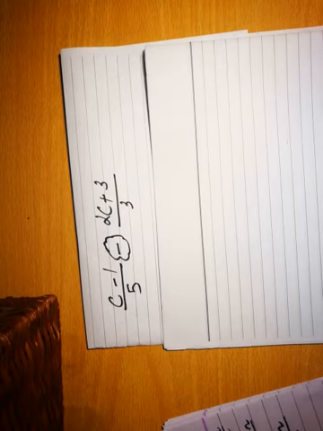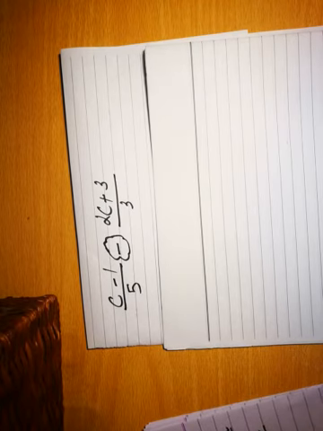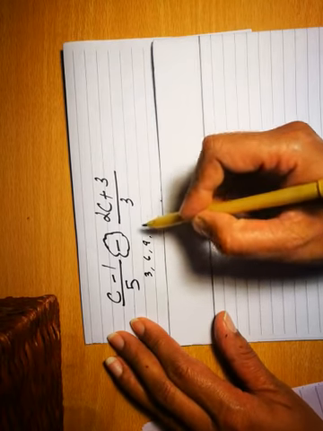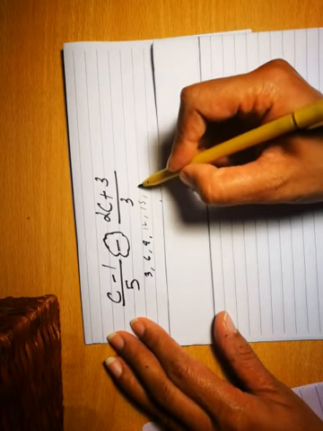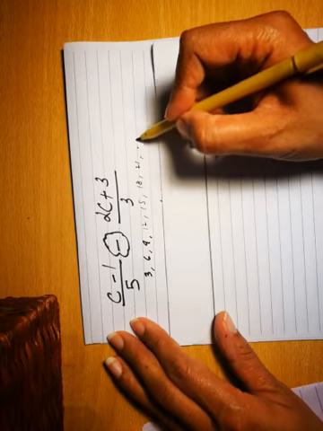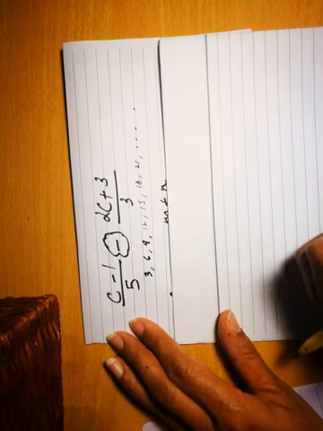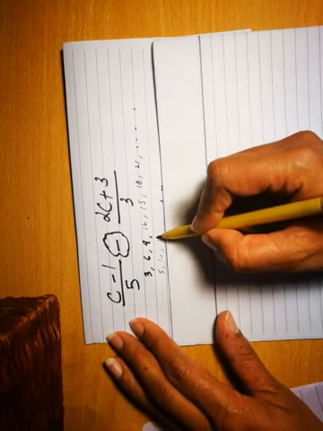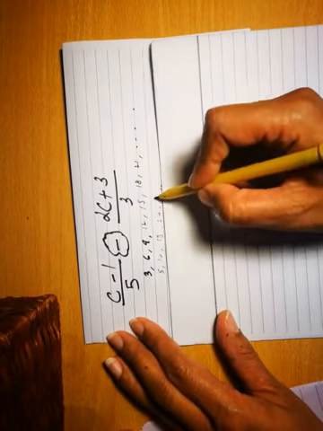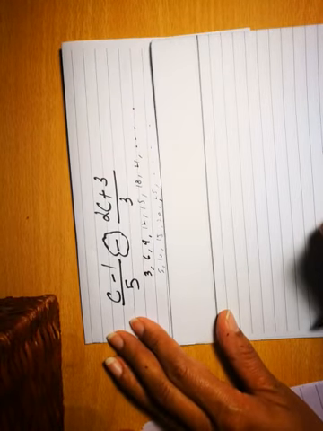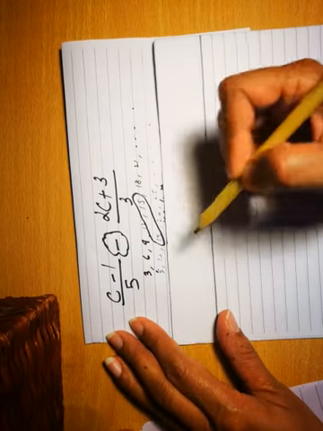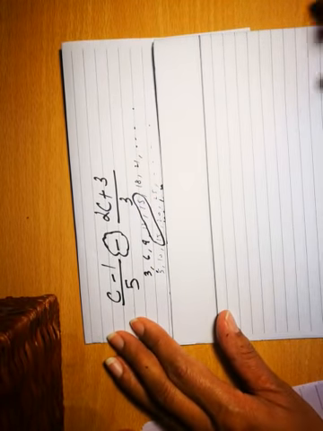What does it mean? I am going to think about the multiples of 3 and multiples of 5. Multiples of 3 are 3, 6, 9, 12, 15, 18, 21 and so on. While the multiples of 5 are 5, 10, 15, 20, 25 and so on. Now the first common multiple you can see here is 15. That is called the least common multiple.